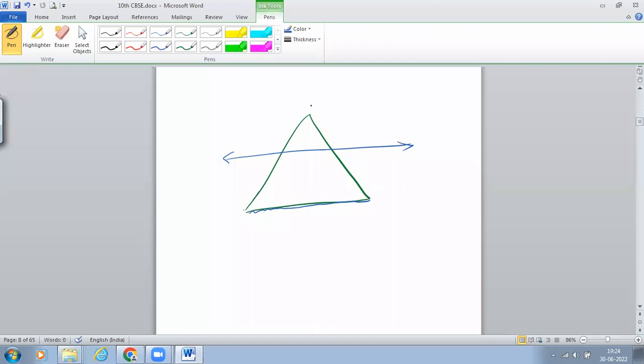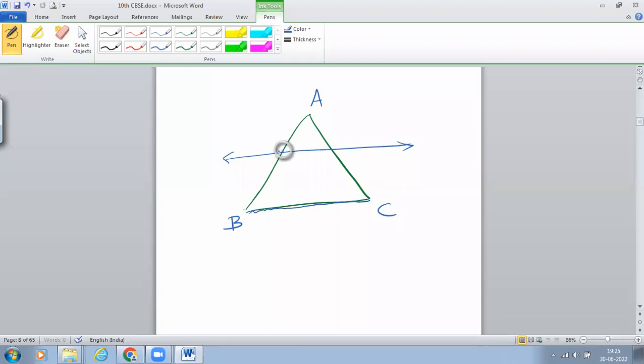Now listen carefully. I'm going to mark this vertex as A, this vertex as B, and this vertex as C. Now I have drawn this line which is parallel to which side of the triangle? BC. So I'm drawing a line parallel to the side BC. Now this parallel line is intersecting the other 2 sides, that is, it is intersecting the side AB as well as the side AC. Yes or no? Yes, sir.